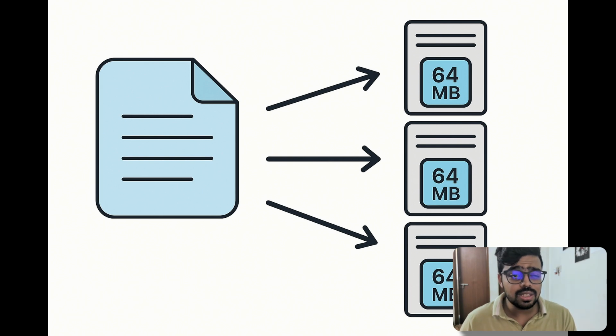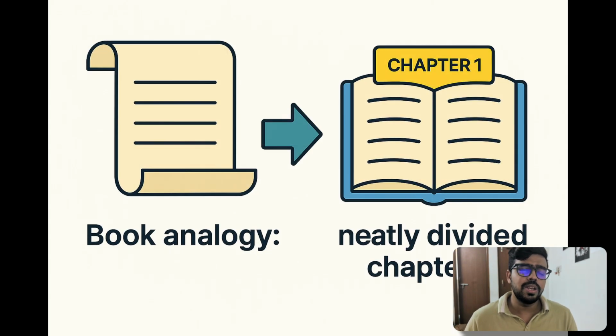You can think of this idea as splitting a giant book into multiple small chapters instead of keeping it as one giant scroll. You can jump to the exact chapter you want while still keeping backup copies safe on their shelves.